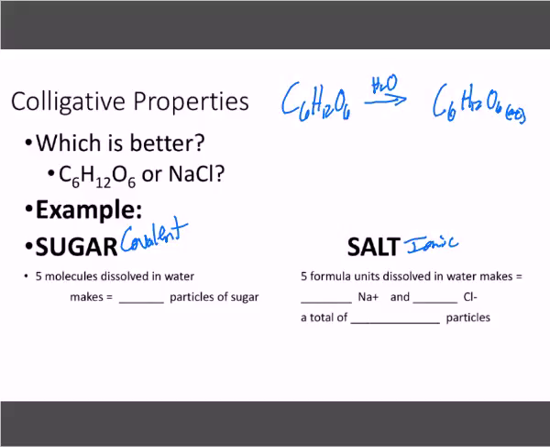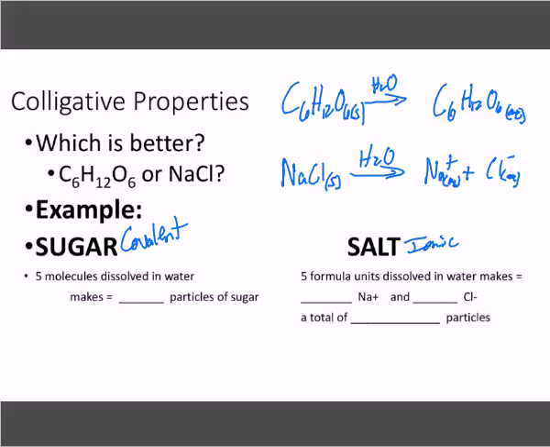It will dissolve, meaning it's not going to be a solid anymore, but will ions form? No, because does it have ions that make up the compound? No. It's a structure that's more held together. There's no charges involved. Where salt, if we take solid sodium chloride and mix it with water, we're going to get sodium ions plus chloride ions. So if we have 5 molecules of sugar dissolved in water, how many particles of sugar would you have?